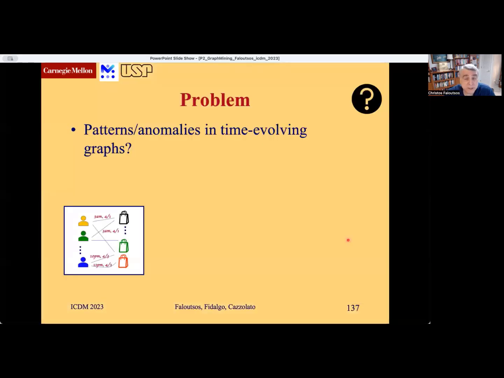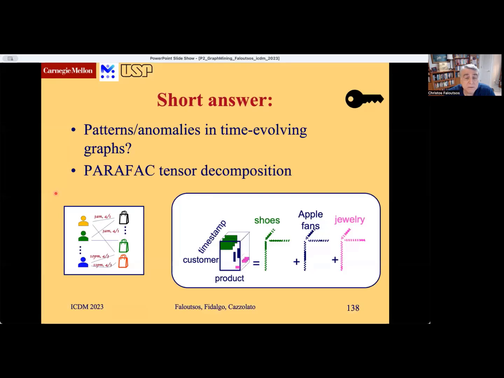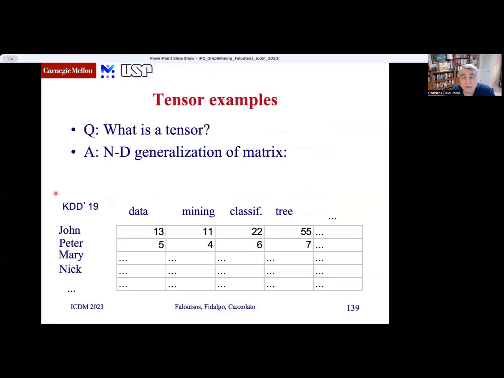So that's exactly the problem. How do we find patterns and anomalies in a time-evolving graph? And the answer is, a very good starting point is the so-called PARAFAC tensor decomposition. So let's see the details. We mentioned tensor. What exactly is a tensor? A tensor is a lot of matrices stacked together.